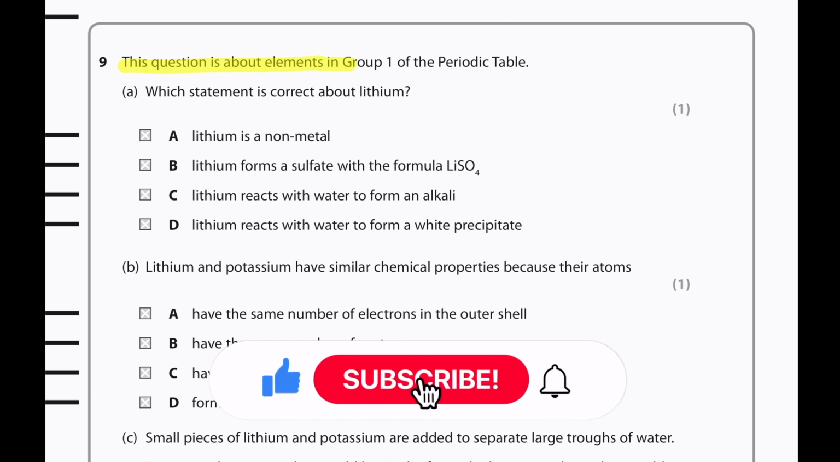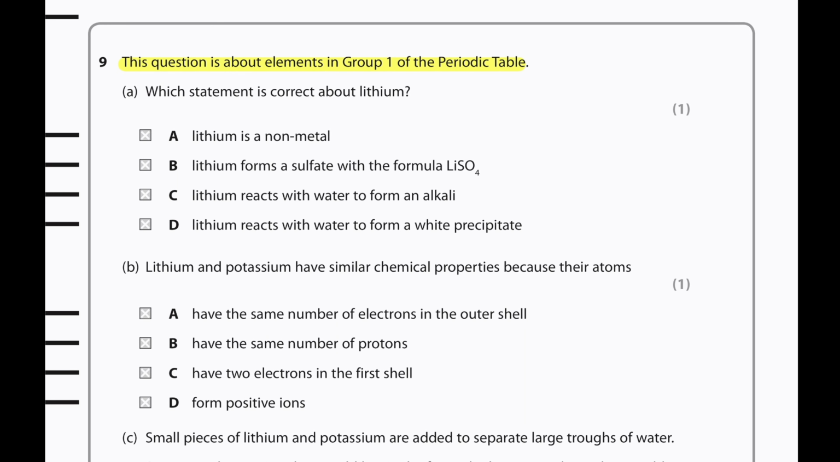This question is about elements in group 1 of the periodic table. Which statement is correct about lithium? The first statement is lithium is a non-metal. We know that lithium is a metal. Lithium forms a sulfate with the formula LiSO4. Lithium is a group 1 metal, so it will produce Li2SO4. Lithium reacts with water to form an alkali. So this is a correct statement.